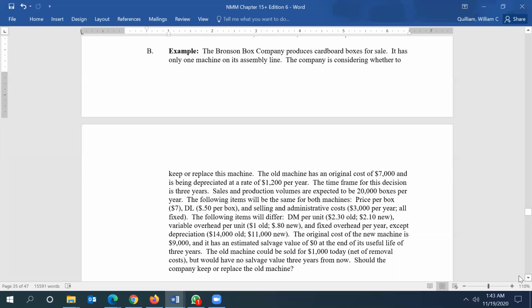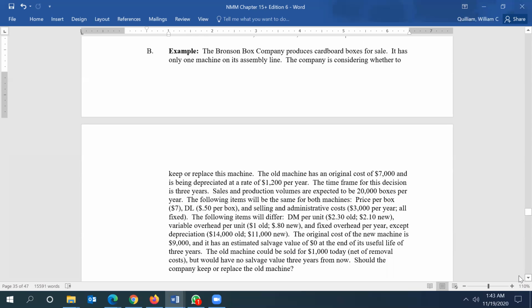The following items though will differ. Direct materials per unit, which is $2.30 with the old machine, $2.10 with the new one. So the new machine is a little bit more efficient with respect to the usage of direct materials. Variable overhead per unit, $1 with the old machine, only 80 cents with the new one. Again, variable overhead, the new machine is more efficient. And fixed overhead per year except depreciation. So other types of fixed overhead, $14,000 with the old machine, $11,000 with the new machine.